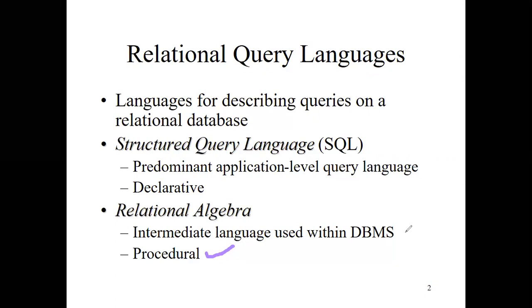So relational algebra is an intermediate query language used within the DBMS. Whereas we have a non-procedural language called structured query language, or in short SQL. Structured query language is a predominant application-level query language, and it is declarative in nature.